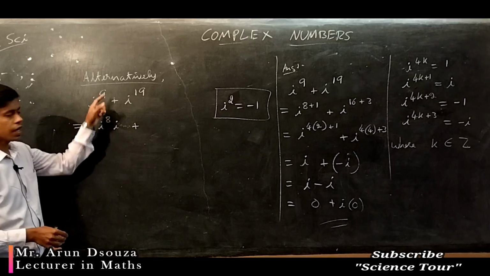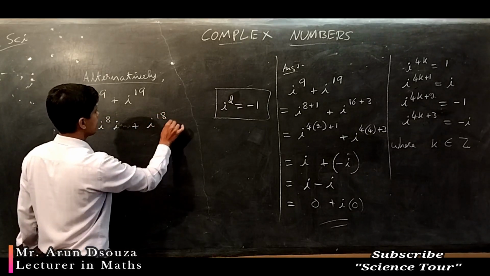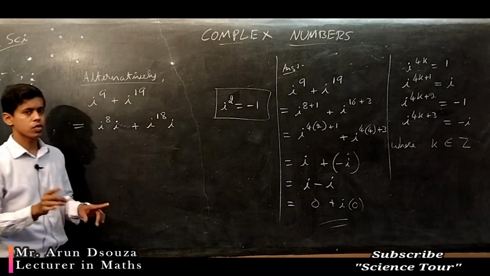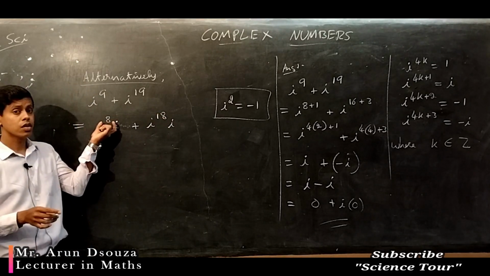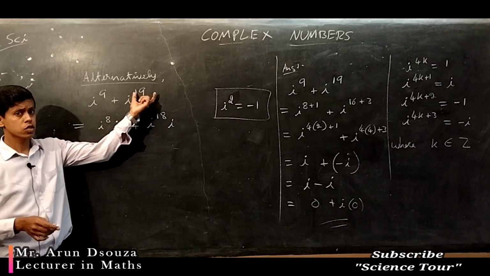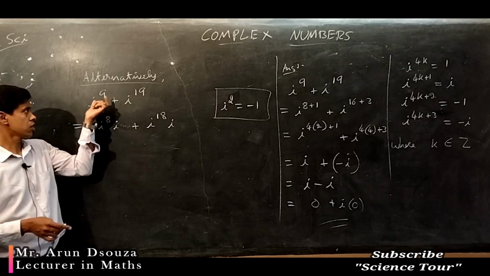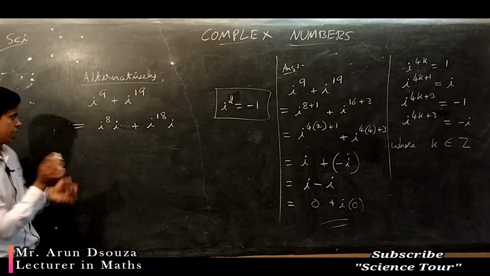Correct? So totally i raised to 9, and this one I'll write it as i raised to 18 into i. So even power, you have to separate. 19 is odd, so the closest even number is 18, so write that. Closest to 9 is 8, so you write that.